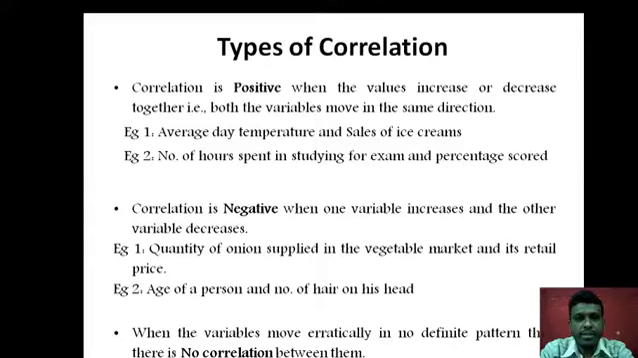For example, number of boys present in a class and the score, that is the percentage they score in the examination, are they related to each other? Does it happen that if there are more boys, the score of the boys will increase or decrease? No, that is not related at all. Hence, such kind of variables which are not related to each other come under no correlation or zero correlation. Hence, the value of the coefficient of correlation is 0.